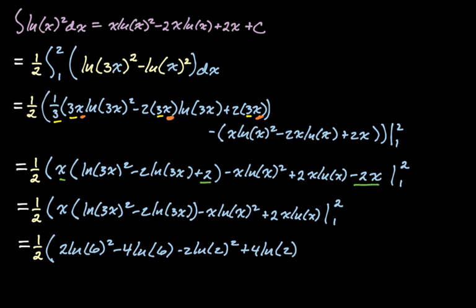So then it'll be minus, we have to plug in 1. Fortunately, the natural log of 1 is 0, so a lot of this zeroes out. So it'll be minus, you'll get the natural log of 3 squared, and then you'll have minus negative, which is plus 2 natural log of 3, natural log of 1 is 0, natural log of 1 is 0.